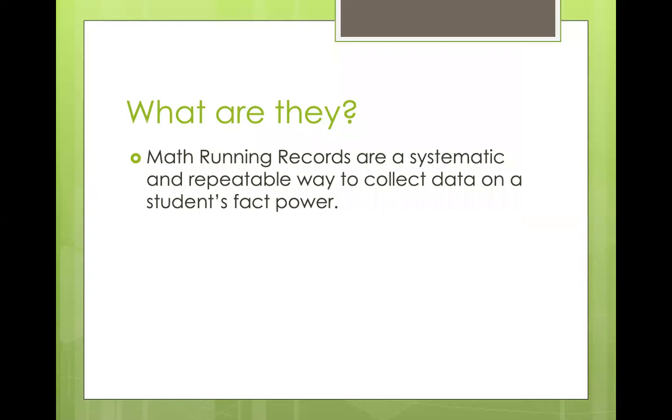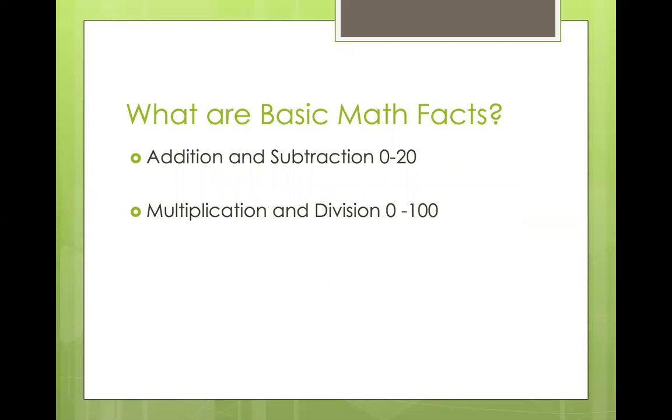So a running record is a system to collect consistent data across grades, grade bands, and schools on students' basic fact fluency power. Basic facts are defined as addition and subtraction, 0 to 20. That's basic facts. Now, there are all kinds of other facts, but these are basic facts. And then there's multiplication and division, and that's 0 to 100. And those are basic facts. So like 12 times 5 is not a basic fact. 10 times 5 is, right? So anything that has a product within 100 is a basic fact.